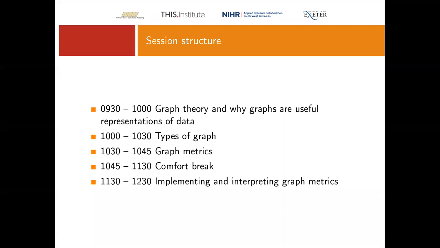So today's session, we are going to start with a bit of a spiel from me around graph theory and why graphs are useful representations of data. We're going to look at types of graph. Then we've got a whole load of graph metrics to look at. Incredibly excited about that. And then we're going to have a little break and then get into implementing and interpreting graph metrics in an exercise.